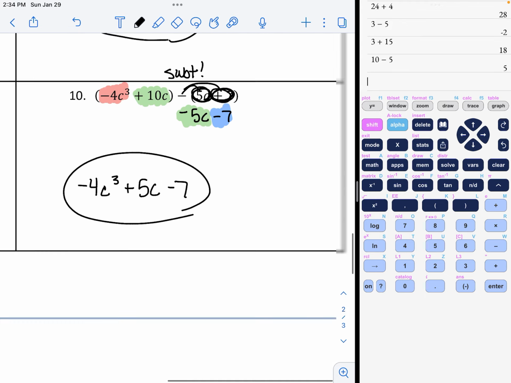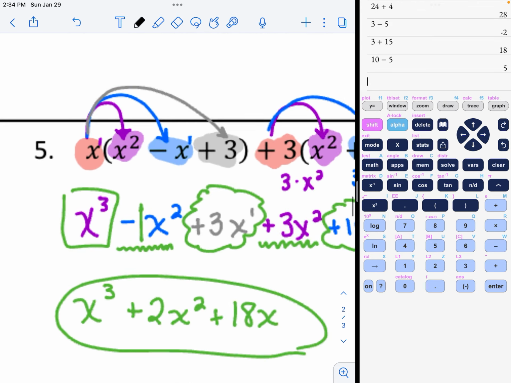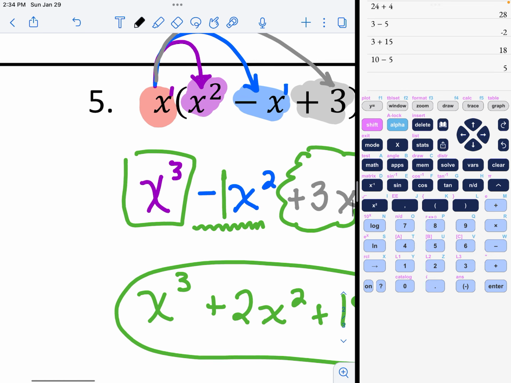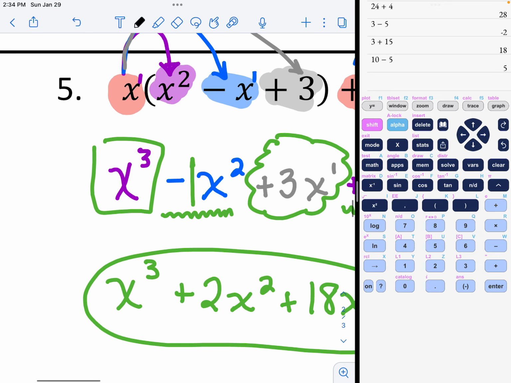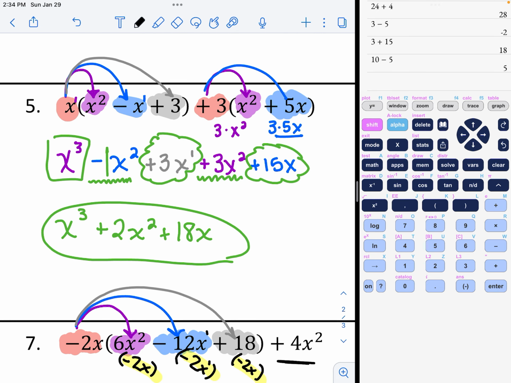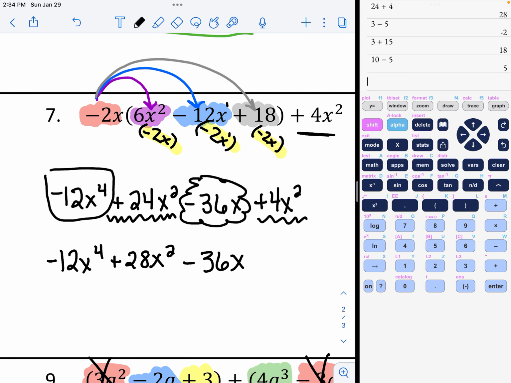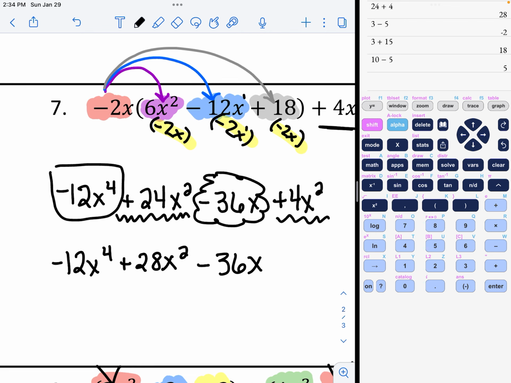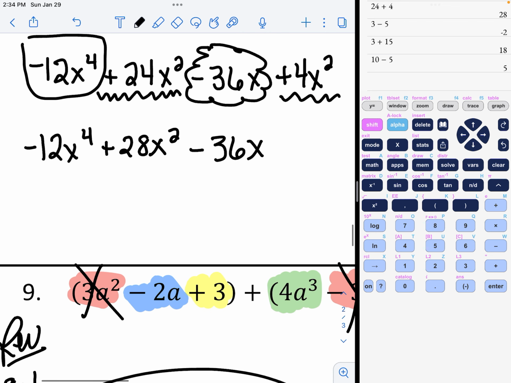In conclusion, today I taught you how to distribute a monomial out in front. For example, this one right here. After we distribute the monomial in the front, we combine our like terms. Remember with multiplying, you add your exponents and multiply your coefficients, but when you get to the combining step, you don't add your exponents.